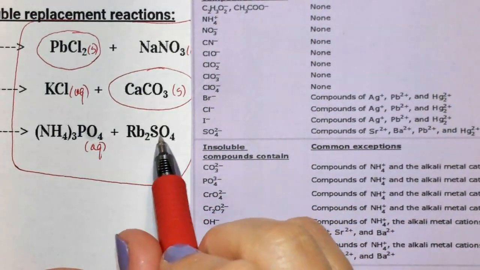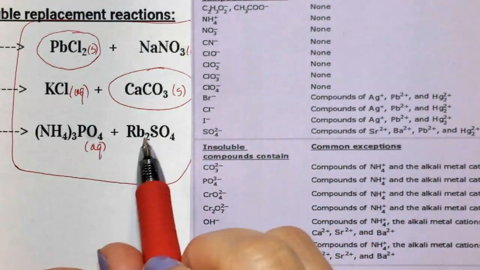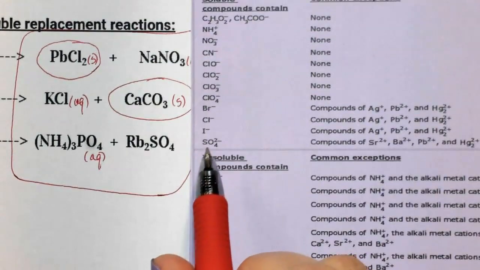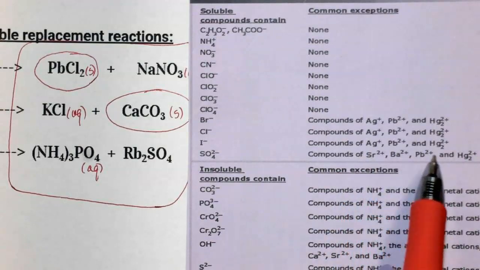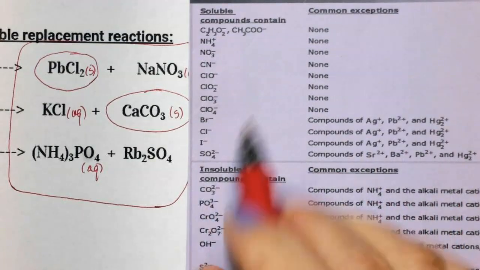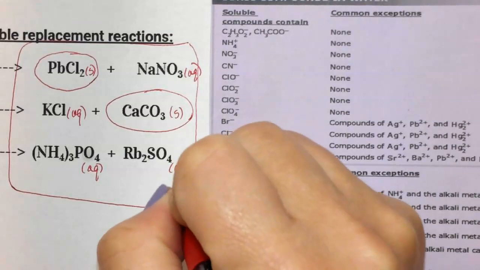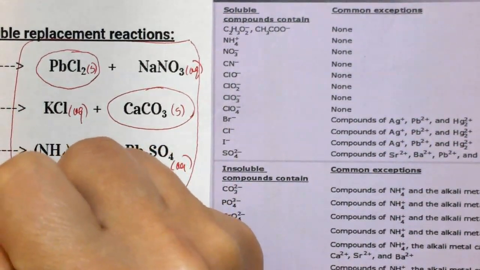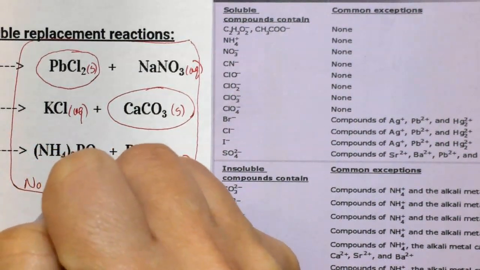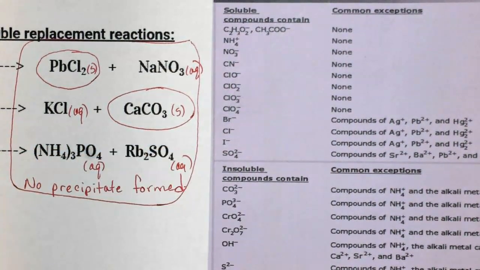And then here, SO4, sulfate with rubidium. Sulfate is soluble, and rubidium is not an exception. So this is also soluble. And in this case, because both of them are soluble, it means no precipitate formed, which is a possibility. And that's how you determine the precipitate in a double replacement reaction.